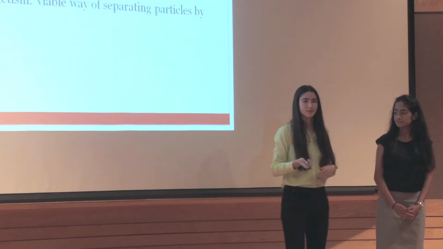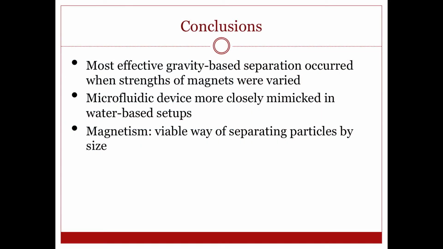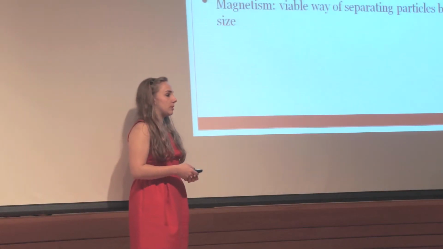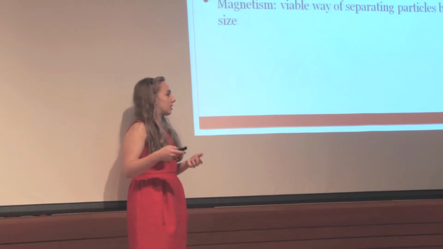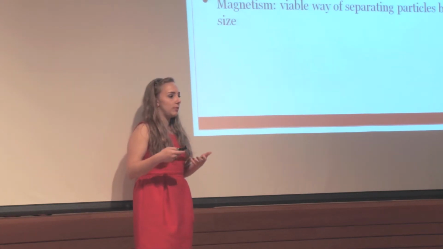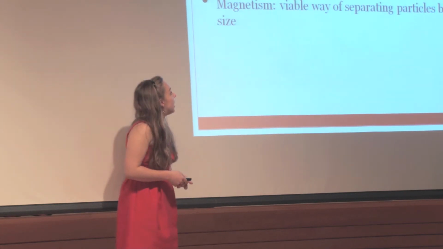So our ultimate conclusions in this experiment were that with the gravity-based setups, the setups in which the distance between the magnetic field and the beads varied were the most effective setups, as in setup 1, where there was physical distance between the magnets and the beads that strengthened and weakened the magnetic force as it went along, or in setup 2, where various strengths of magnets were actually used.